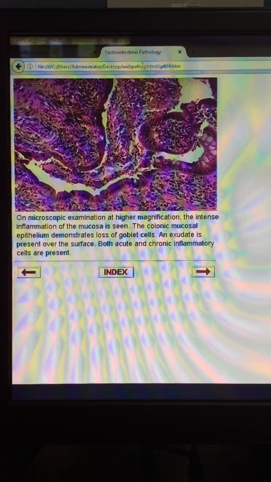This is an exudate present within the lumen as a result of the exudation of the inflammatory cells, fibrin, and dead cells into the colon lumen.